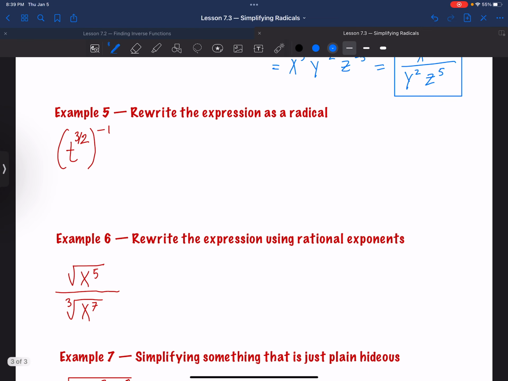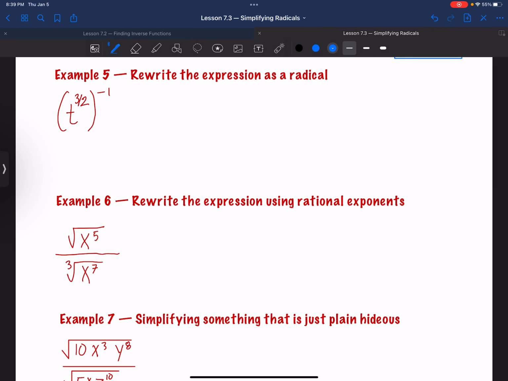Okay. Examples 5 and 6 are really quite fast. Example 5, rewrite the expression as a radical. So really just practice manipulating, going back and forth, flowing between rational exponents and radical expressions. So when I say t to the power of 3 halves to the power of negative 1, well, there's actually a few ways you could write this. And that's the joy of manipulating exponents, there's a lot of ways you can approach these depending on how you like.